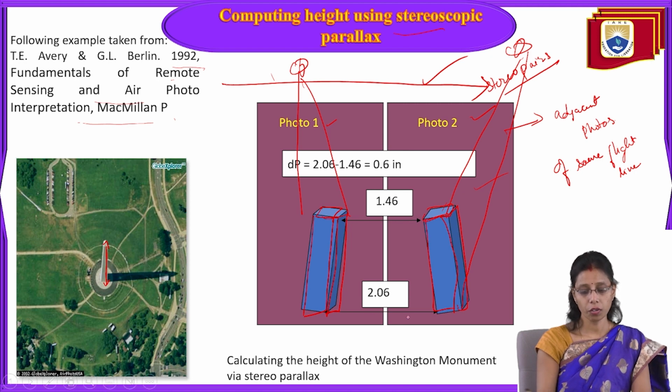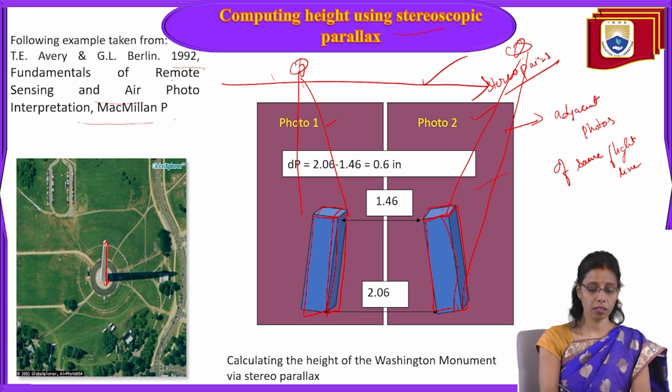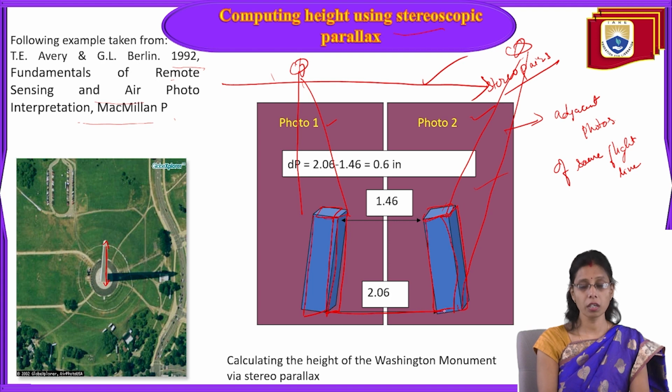Now if you want to compute the height of this building, the first thing we have to find out is the differential parallax. What is the differential parallax? It is from the base to the other photo base. The same object you have in photo 2 and in photo number 1. Now we have to measure the distance from here to here.